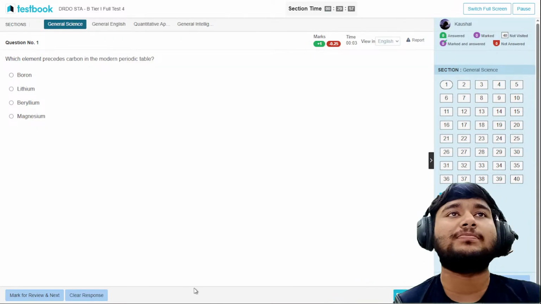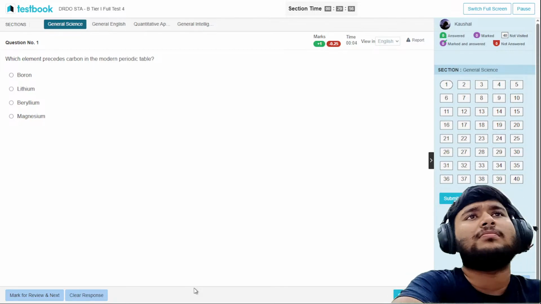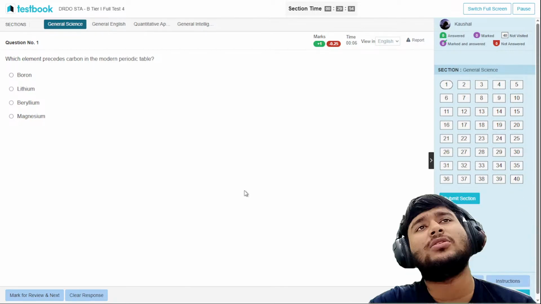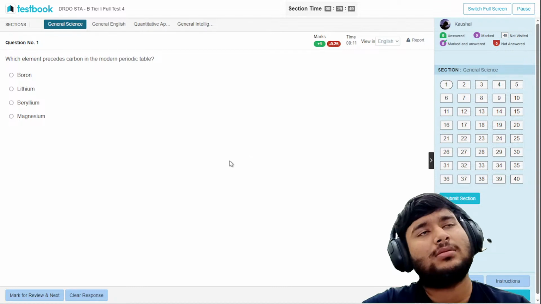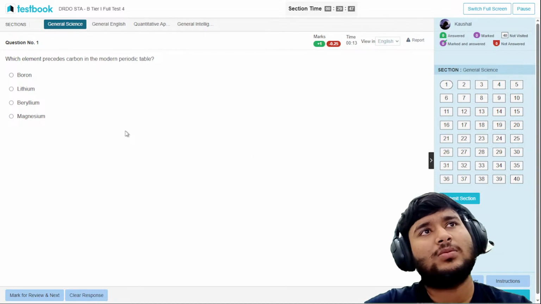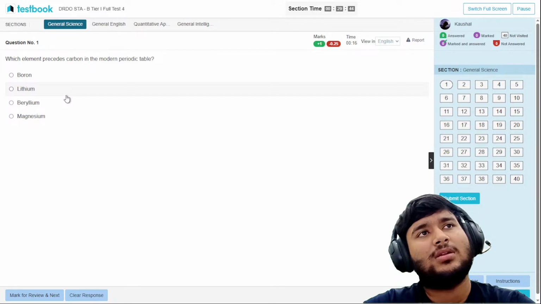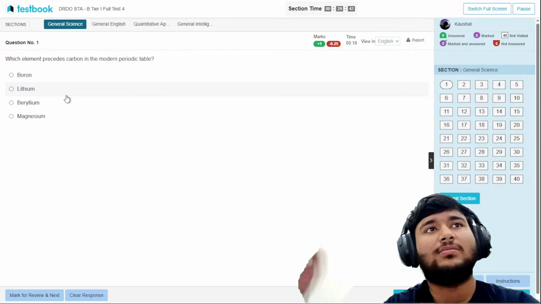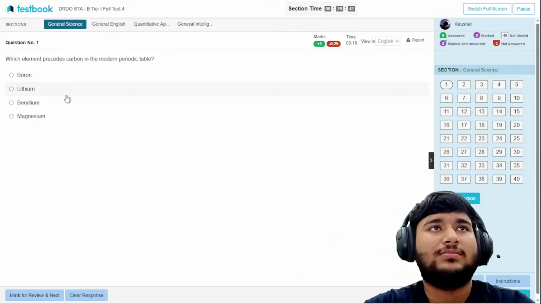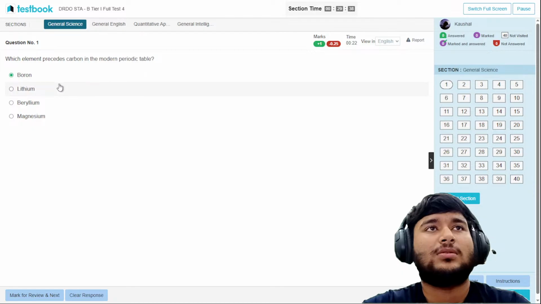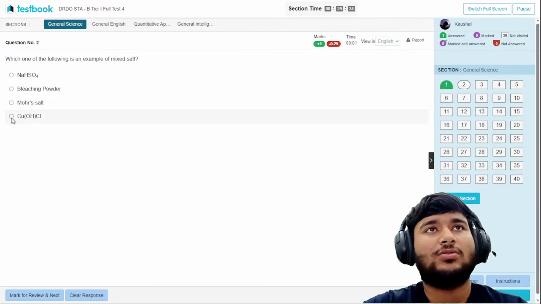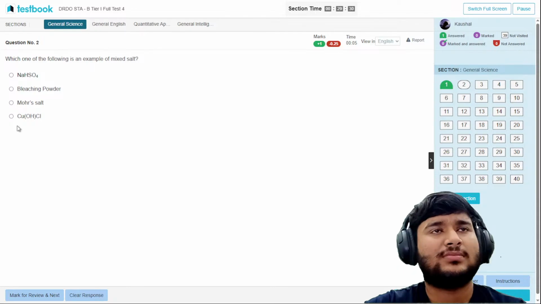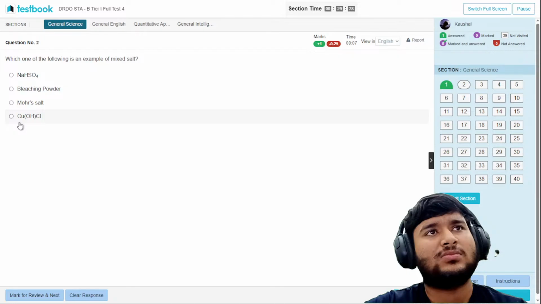Which element precedes carbon in modern periodic table? हाइड्रोजन, हीलियम, लिथियम, बोरॉन, 5. Which of the following is an example of mixed salt?